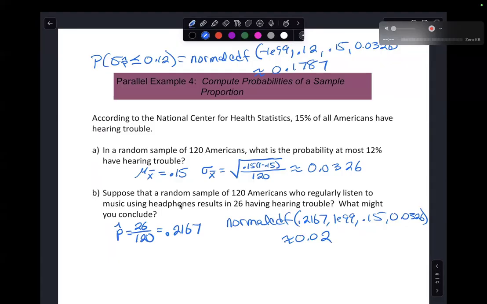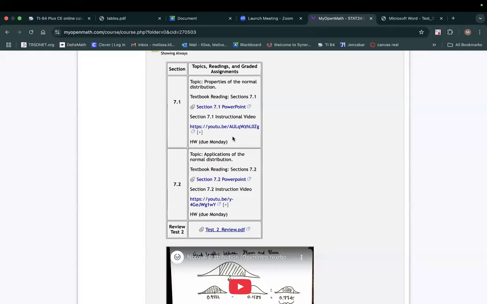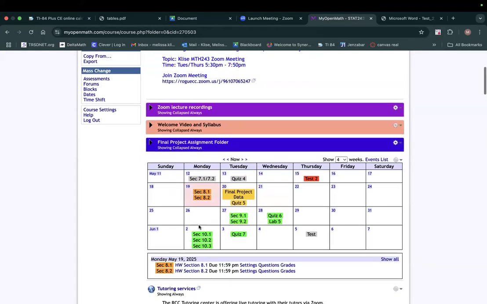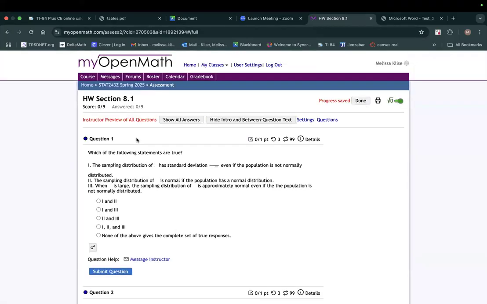Okay, let me jump over there. I forgot. No, I did open my open math. Good. I was thinking. Okay. So I'm going to go into 8.1 because I think that's where all of the issues are. Okay.